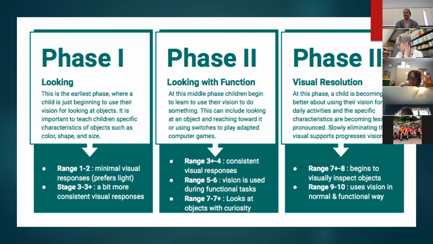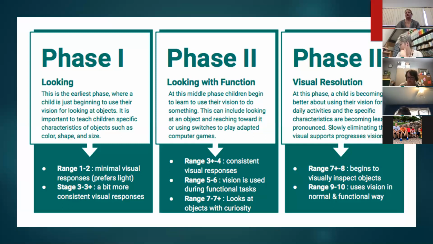Phase 2 then is looking with function. At this middle phase, children begin to learn to use their vision to do something. Here's where we might see switches working, that type of thing. This can include looking at an object and reaching toward it, by using switches, or to play adaptive computer games. Again, just simple things like a spoon, what is that used for? A fork, what is that used for?